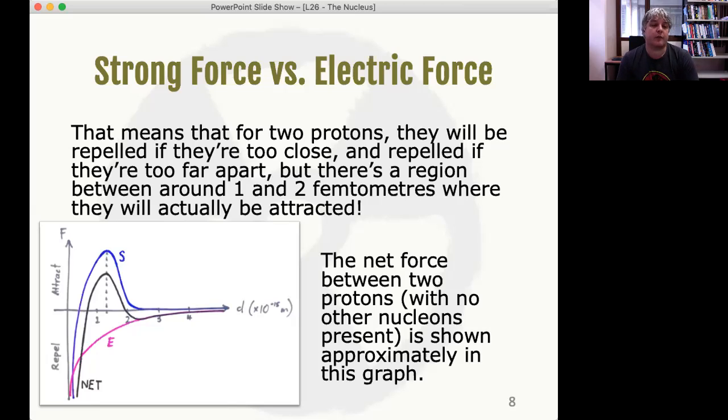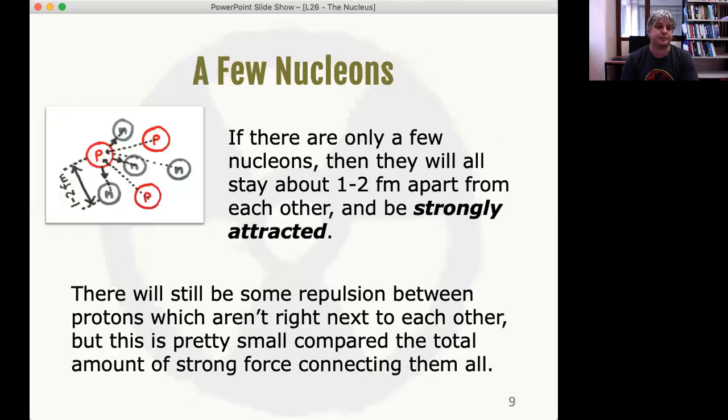I've drawn that net force on as a black line on that diagram. Again, very approximately, it's just to give you an idea of the shape of it. So you get repulsion if you're too close, this region of attraction, and then once you get beyond a certain point again, the strong force drops away to pretty much nothing, and the electric force, even though it's weaker because the protons are getting further apart, it's still there, and it's still significant. So we do have to take that into account. So we actually have repulsion at close distances, repulsion at further distances, and just the sweet spot where they will be attracted to each other.